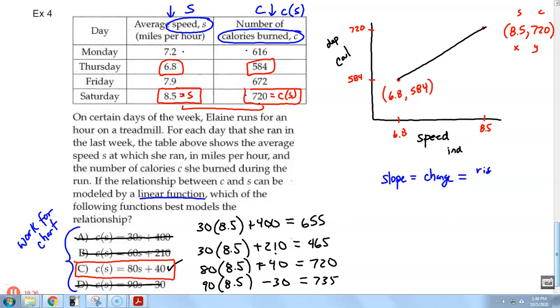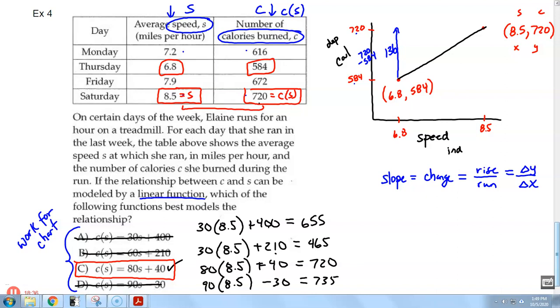And I know some kids like to say it's rise over run, which is really how much the y is changing compared to how much the x is changing. So let's do rise over run. How much did we go up? Well, we went from 584 to 720. So 720 minus 584 is 136. We went up 136 calories.